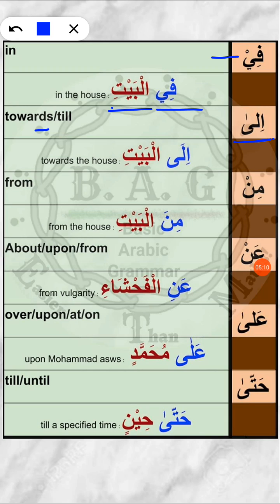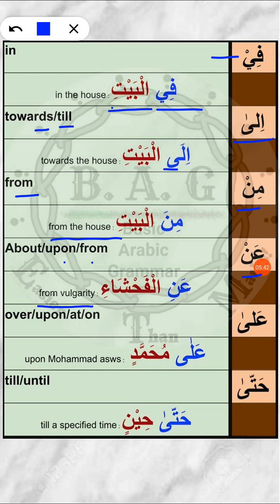It means towards or till, and for example, ilal bayti, towards the house. Then we have min, we just did it. It means from, and for example, min al bayti, from the house. Okay. Next we have an. It has multiple meanings such as about, upon, or from, and of course the context is what you are going to take into consideration in order to take the appropriate meanings for this word. So anil fashai, for example, would be from vulgarity.